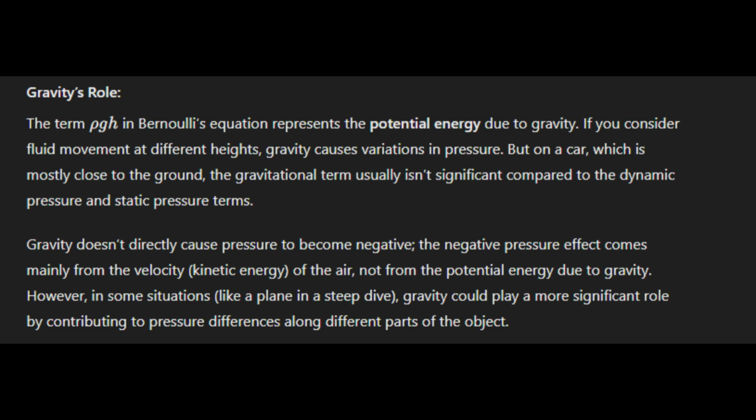How does pressure become negative? When we say negative pressure, we don't mean that the pressure is truly below zero. What we mean is that the pressure in a specific region, like over the roof of a speeding car, is lower than the surrounding atmospheric pressure, ambient pressure. If the pressure drops enough, it can be considered negative relative to ambient pressure, meaning it's lower than the baseline pressure of the surrounding air. In aerodynamics, this is often referred to as a suction effect. Essentially, the air over a surface is moving so fast that the pressure in that region is much lower than the pressure of the still air around it.